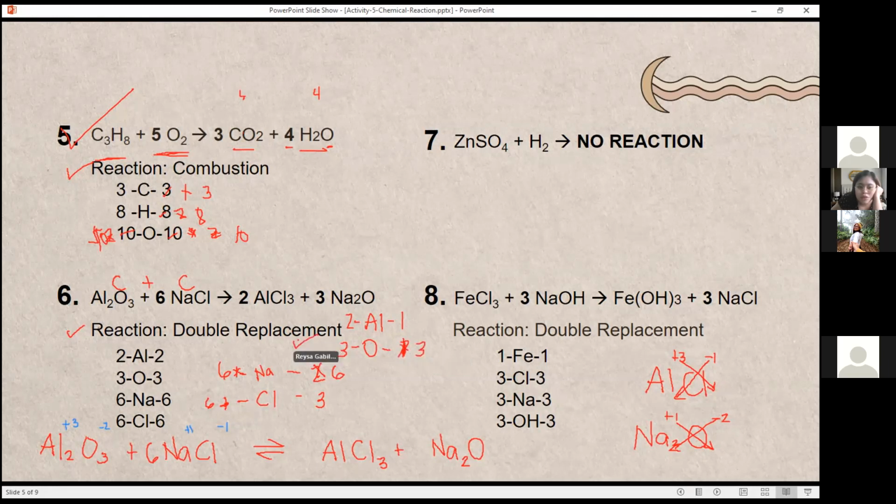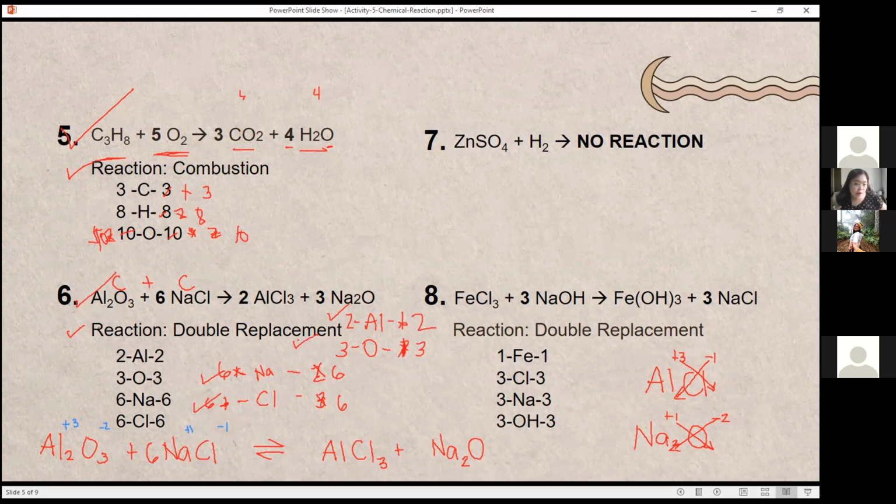Sodium is already balanced also. All we need to do is balance the chlorine. The chlorine is 6 on the other side. Let's place 2 here. So 2 times 3 is 6. So this is already balanced. And since kasama niya si aluminum, this becomes 2. So yes, balanced na. So this one is also correct.